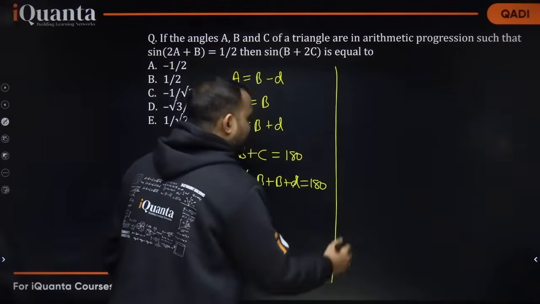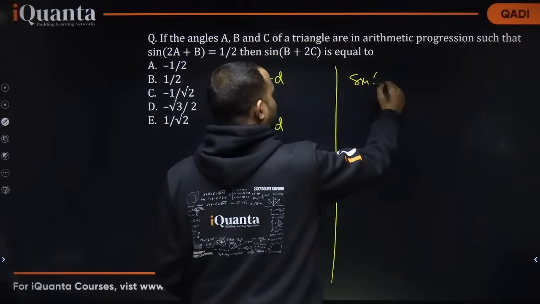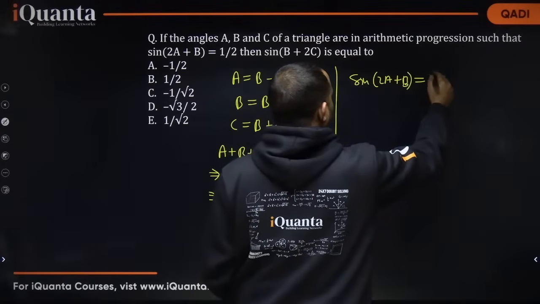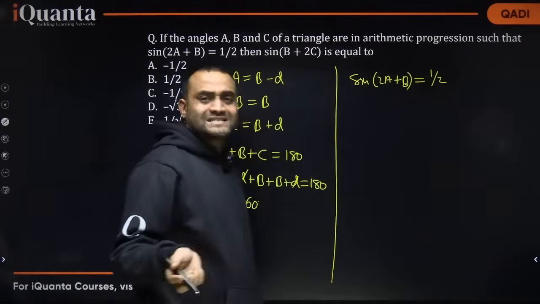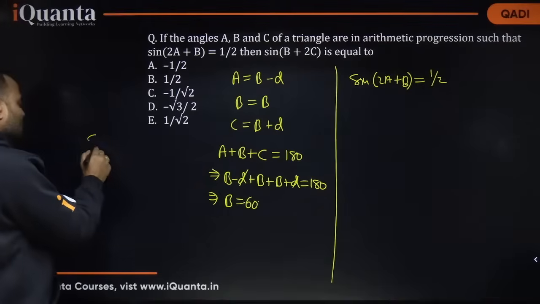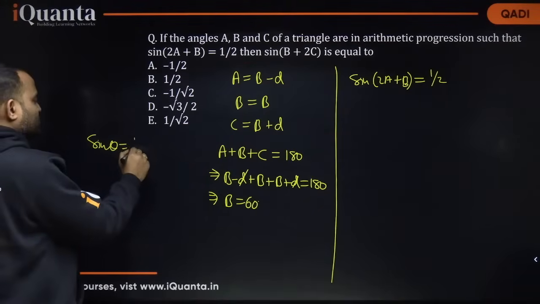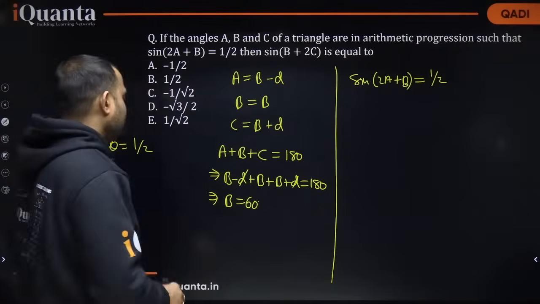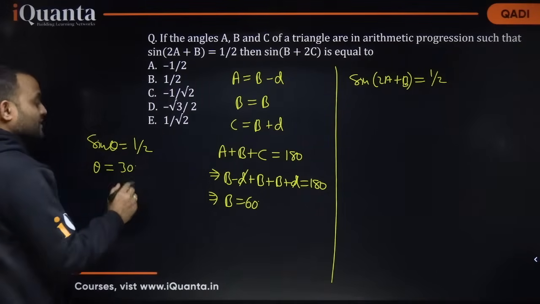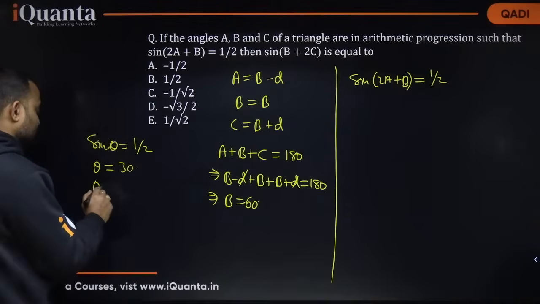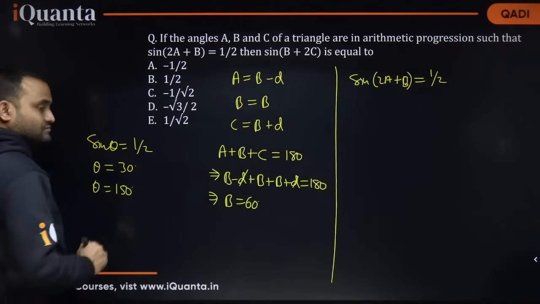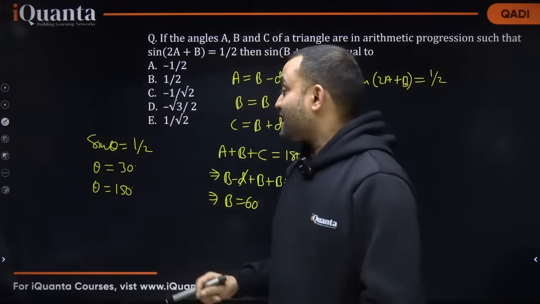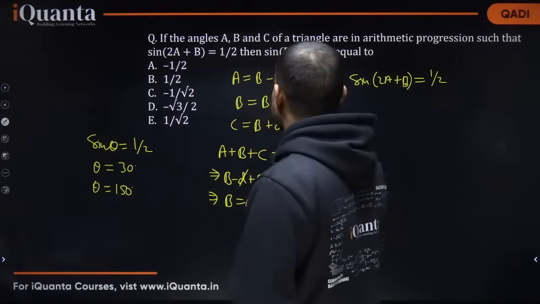Now it's given that sine of 2A plus B is equal to 1 by 2. When do we say sine theta is 1 by 2? Whenever sine theta is equal to 1 by 2, if theta is an acute angle, then theta will be 30 degrees. If theta is an obtuse angle, then theta will be 150 degrees. And then next, it will be 390 degrees, so that is not possible. Also, A cannot be negative.